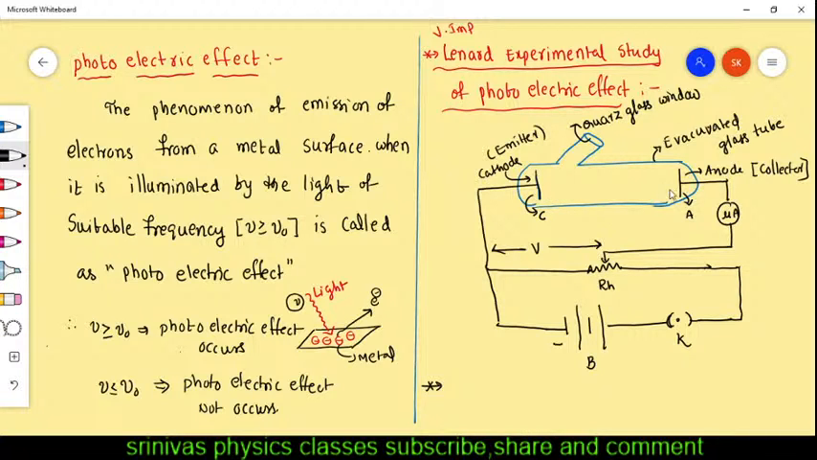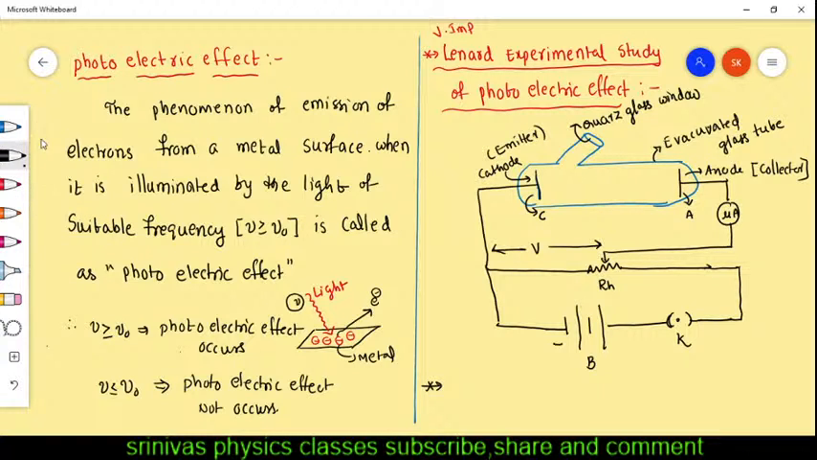Why zero current? Here there is a gap between the cathode and anode. You see the cursor: this is the cathode and this is the anode. They are two metal plates, and between them there is a gap. This is evacuated, even air is not there. There is no direct connection, that's why it is an open circuit. In an open circuit, current does not flow.